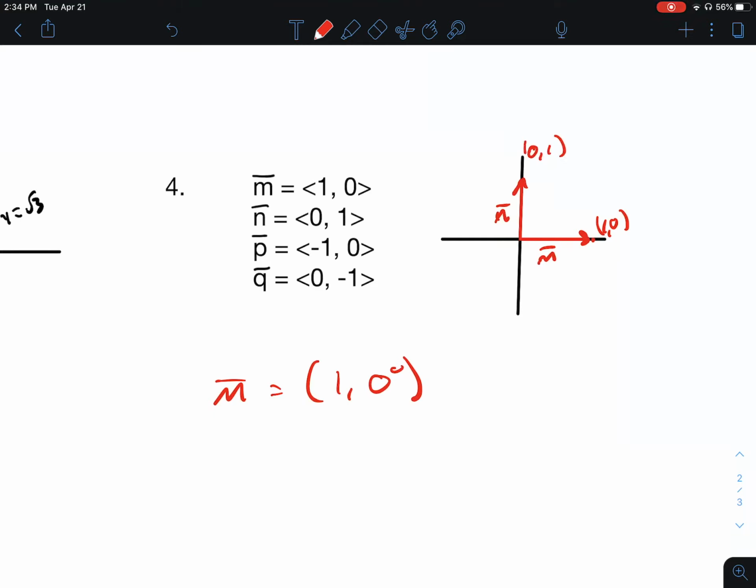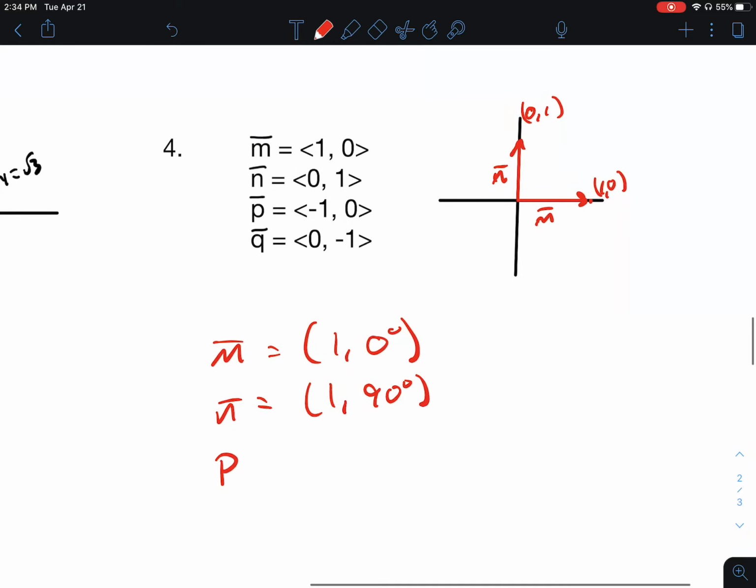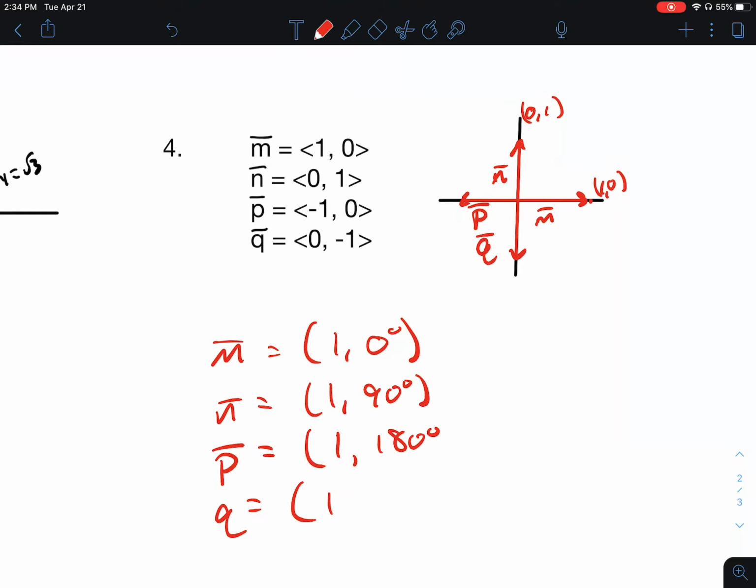Vector N, which is going to be up here, it's 0, 1. Its length, 1. Its angle, that's 90 degrees in the standard position. Vector P, it's left 1, so its length is 1, and its angle is 180 degrees. That would be over here. And then vector Q is on the negative y-axis. Its length is 1, and its angle is 270 degrees.